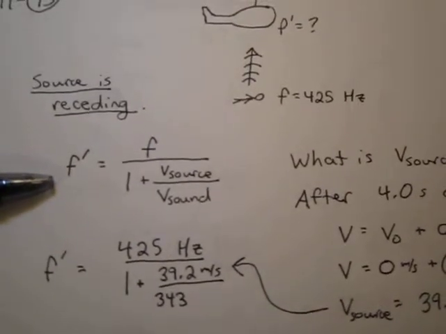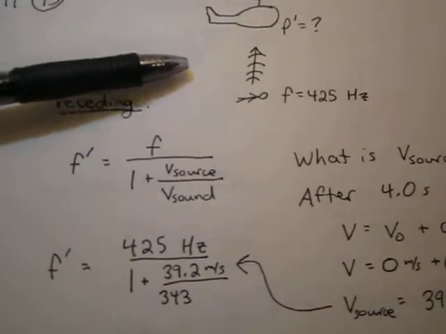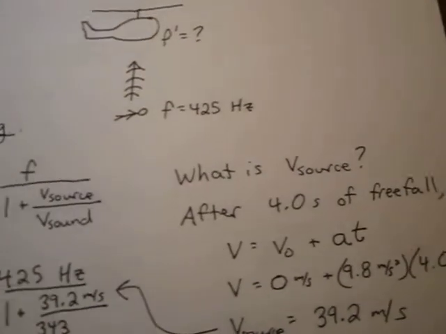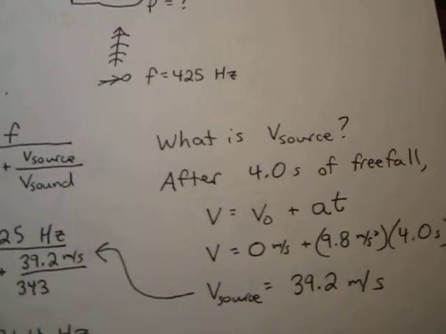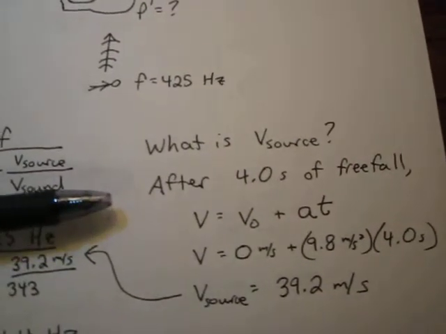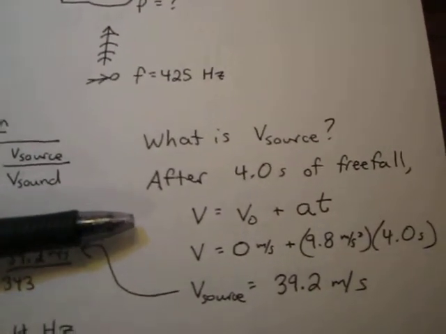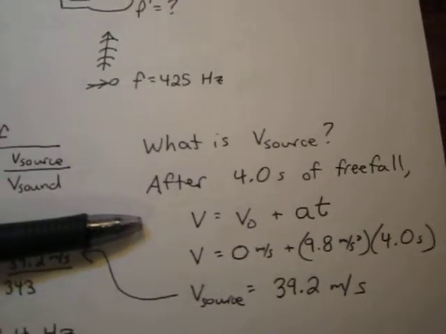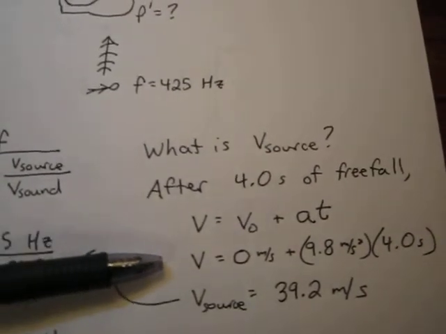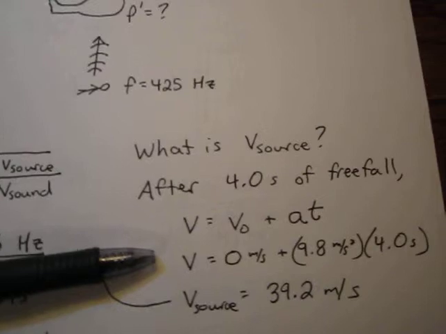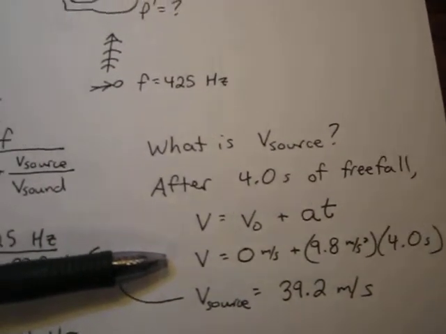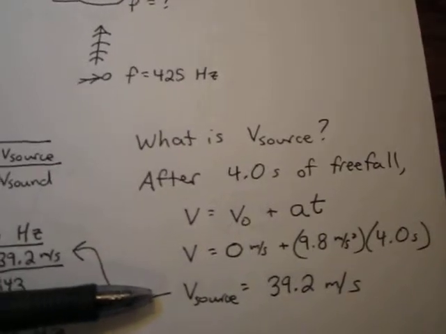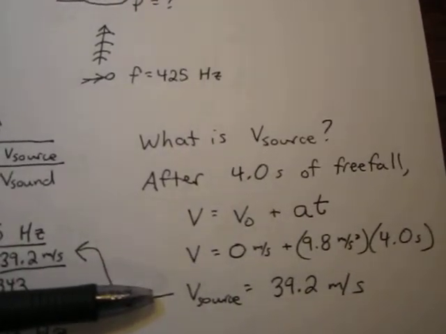But we have to figure out, what is the speed of the source? How fast is the paratrooper dropping? This goes back to kinematics. What is the speed of the source? Well, after 4 seconds of free fall, we can use our kinematic equation. The velocity is initial velocity, which is 0, plus acceleration, 9.8 meters per second squared times 4 seconds. So after 4 seconds of free fall, the paratrooper has a speed of 39.2 meters per second.